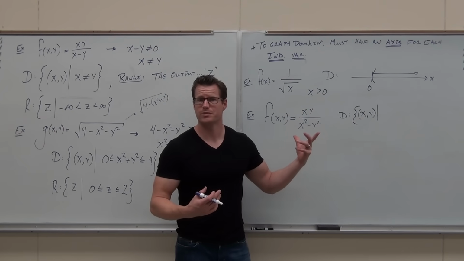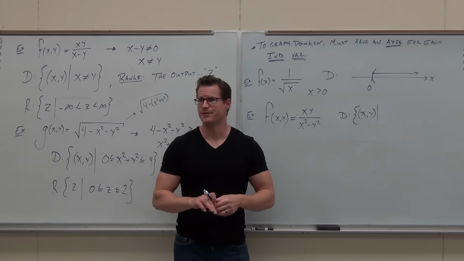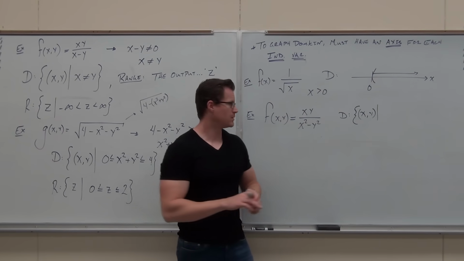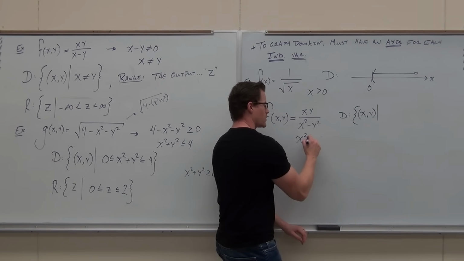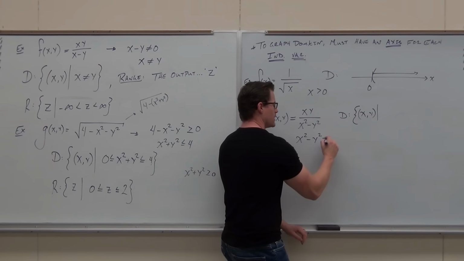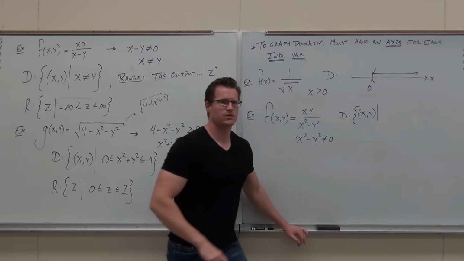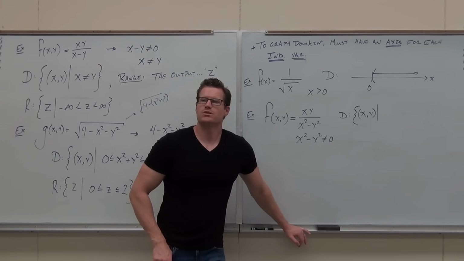Well, it has no square roots, but it's got denominators. What do you know about denominators? So I know x squared minus y squared cannot equal 0. For sure, yeah, it's a denominator. Can you solve this for one of the variables? How do you know what to do when?